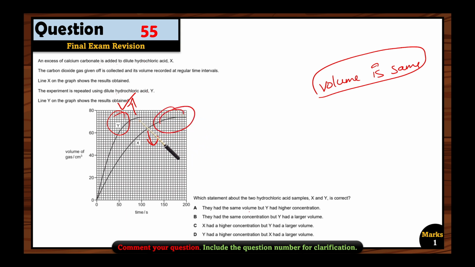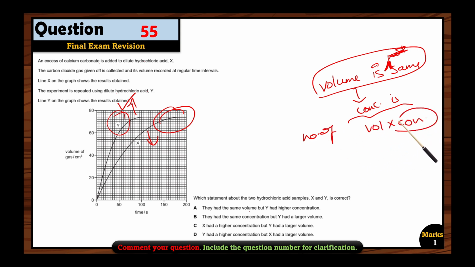If the volume is the same but the concentration is different, then the product cannot be the same, because the number of moles is equal to volume into concentration. So if the concentration changes, you also have to change the volume to make up the same number of moles. If they had the same volume and Y had higher concentration, you cannot get the same product. So this option is not right.